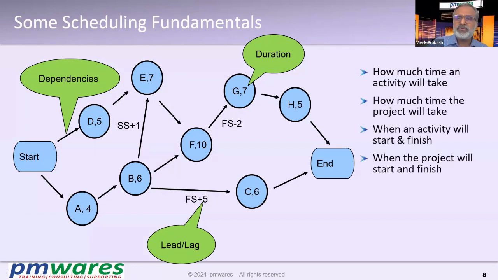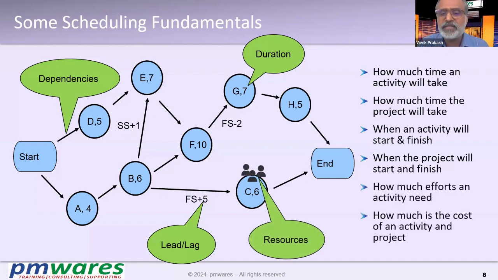Because we get to know how much time an activity will take, how much time the project will take, when an activity will start and finish, when the project will start and finish, right? Then there are resources, and with the resources, we get to know more about the efforts and the cost. In this webinar, focus on effort and cost is not there. It largely depends upon the deliverables rather than the cost, because Agile generally does not go with the costing part. It's just an assignment to the resource. So we will not focus on the costing part altogether.